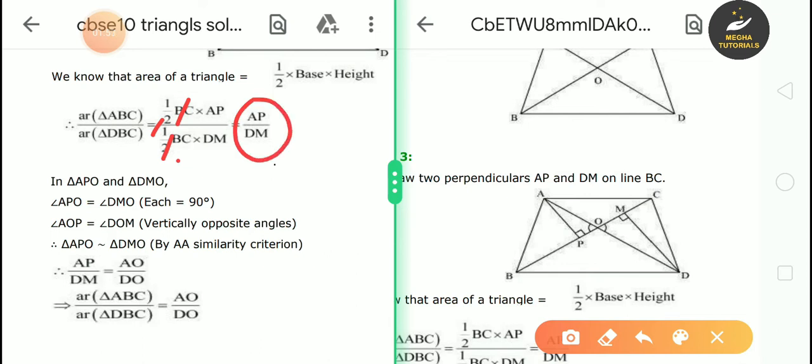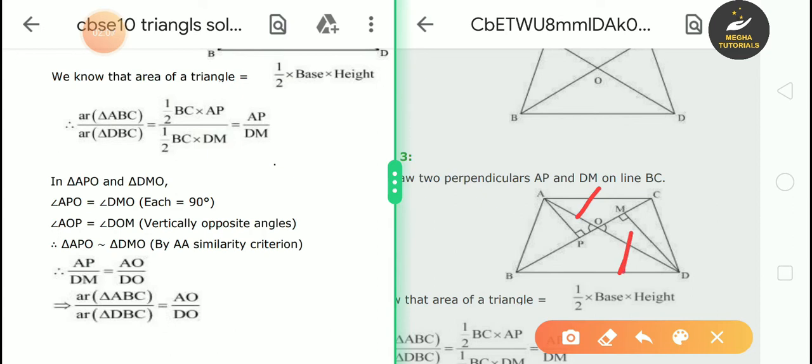Okay. Now let's go ahead. In triangle APO and triangle DMO, triangle APO means this small triangle and triangle DMO means this small triangle. So angle APO is equal to angle DMO, each 90 degrees. Then angle AOP is equal to angle DOM, vertically opposite angles. Therefore triangle APO is similar to triangle DMO using the AA test of similarity.